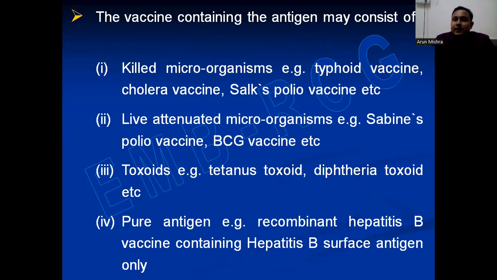The vaccine containing the antigen may consist of killed microorganisms, like typhoid vaccine, cholera, Salk's polio vaccine; live attenuated microorganisms like Sabin's polio vaccine, BCG vaccine, etc. Some toxoids also, like tetanus toxoid, diphtheria toxoid, etc. Pure antigen, like recombinant hepatitis B vaccine containing hepatitis B surface antigen only.